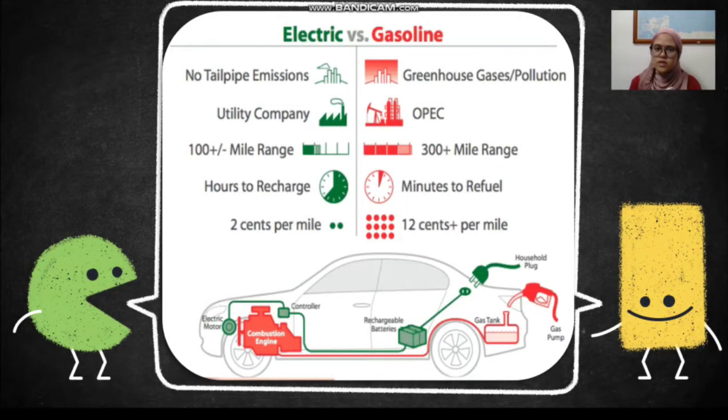So here is the difference between the electric car and the car that uses gasoline. The electric car doesn't cause tailpipe emission. Its energy is from the utility company, and the range is about 100 plus or minus miles, and it takes hours to recharge. It costs 2 cents per mile. As for the car using gasoline, it causes greenhouse gas pollution, and the petroleum is from the oil OPEC. The range is about 300 plus miles, it takes minutes to refuel, and it costs 12 cents plus per mile. So that's all from me.